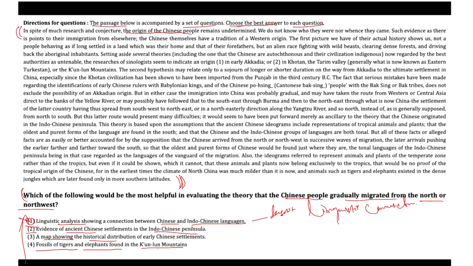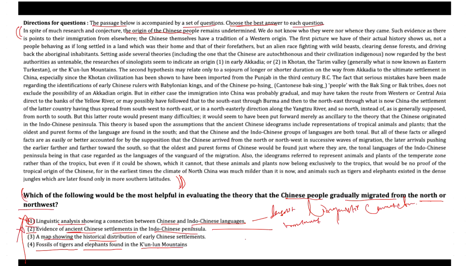Look at option two: evidence of ancient Chinese settlement in the Indo-Chinese peninsula. That also doesn't provide direct information about migration from the north or northwest. It simply states evidence, but what is that evidence? We can consider it irrelevant, or lacking information. In that case, option two cannot be taken as the answer.